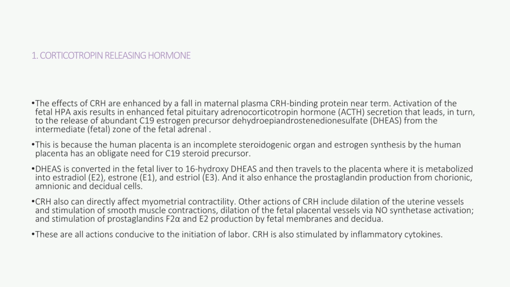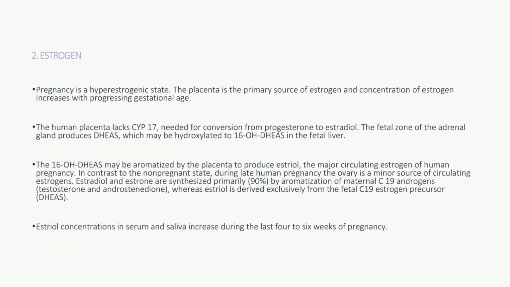Other actions of CRH include dilation of the uterine vessels and stimulation of smooth muscle contractions, dilation of the fetal placental vessels via NO synthase activation, and stimulation of prostaglandin F2 alpha and prostaglandin E2 production by fetal membranes and decidua. So these are all actions conducive to the initiation of labor. This corticotrophin releasing hormone is also stimulated by the inflammatory cytokines. So the next hormone is the estrogen.